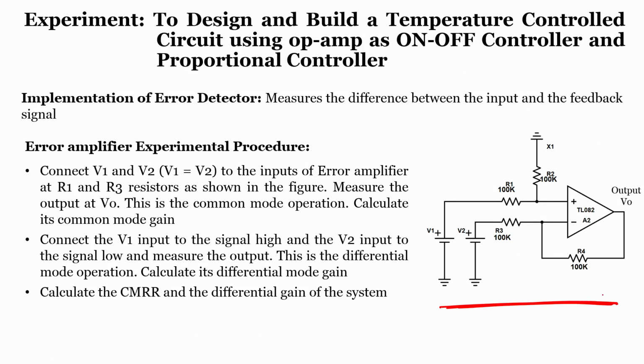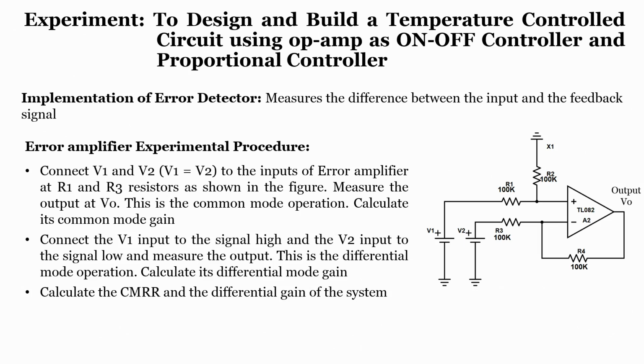So, what we have to do is connect V1 and V2 such that V1 equals V2 to the input of the error amplifier. Now, measure the output voltage VO, this is your common mode operation. Now, let us do the second part, and actually we will see this in the experiment too. We will see in the experiment class how to design this particular temperature controller circuit.